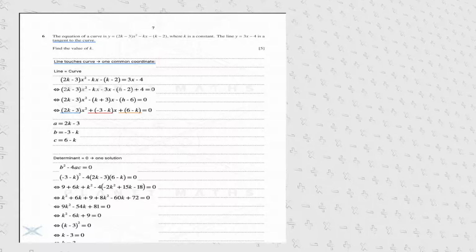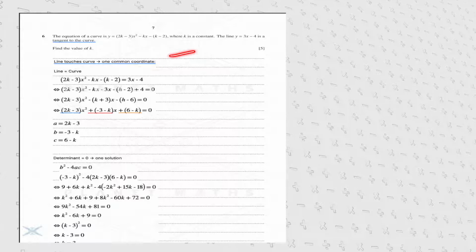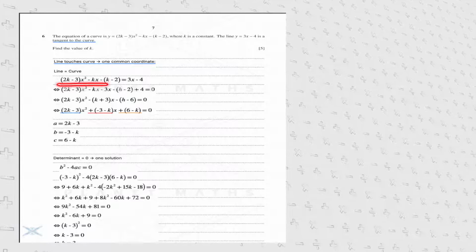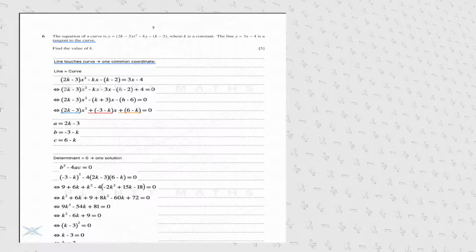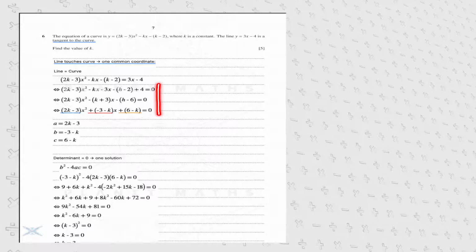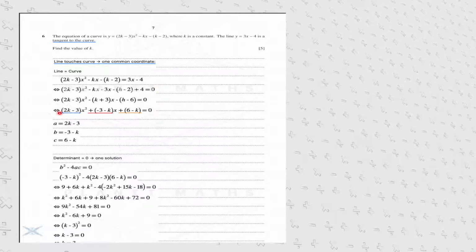The line being a tangent to the curve means that the line touches the curve in exactly one coordinate. So to find the point that the curve and the line have in common, we simply equate the equation of the curve with that one of the line. What we will do is we will arrange this for 0 and then further in a way that it resembles the shape of a quadratic function.